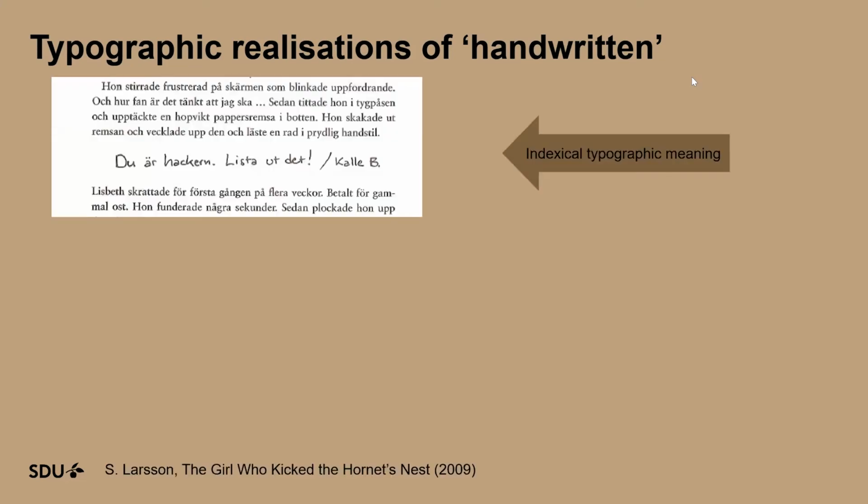Now, just have a look. In the original Swedish edition of Stieg Larsson's novel, and this is the novel called The Girl Who Kicked the Hornet's Nest in English. Now, in the original Swedish edition, we see a brief note in handwriting from one character to another. This is real handwriting. It's characterized primarily by its irregularity, and it is an example of indexical typographic meaning, a sign of Kalle Blomqvist, that's his name, yes, who wrote the message. It's fictional because Kalle Blomqvist doesn't exist in reality.